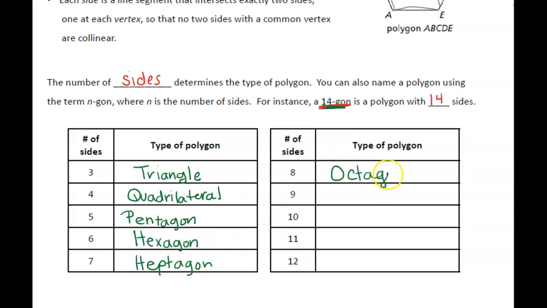8 is an octagon. 9 is a nonagon. 10 is a decagon. 11 is a hendecagon. And 12 is a dodecagon. Okay, you should know all of those. And if you don't, you probably should learn them. Spend some time and learn them.